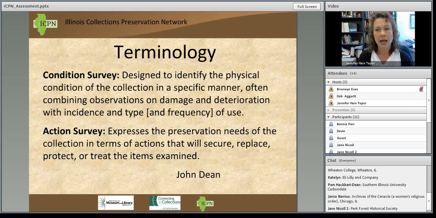And today's talk is not going to go into depth with surveys at all, really, because surveys are very, very dependent upon the type of collection material that you own. And since you all are a very diverse group, again, I can't really go into that level of detail.